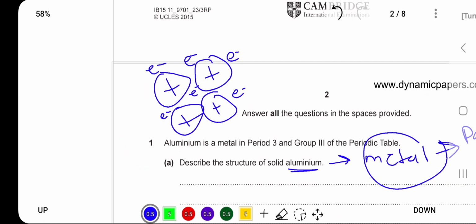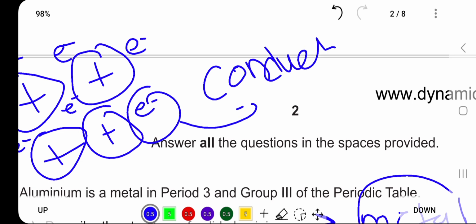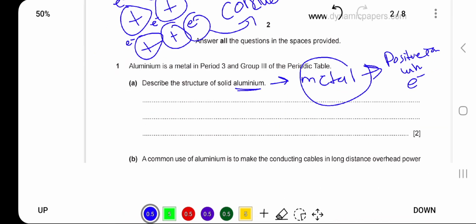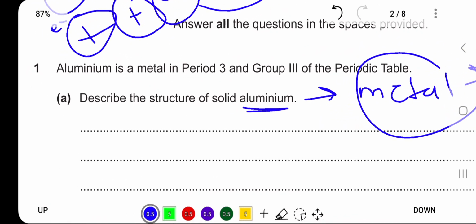So that gives a property of a metal, that it is conductive. Why? Because those free delocalized electrons make the metals conductive. That's why metals are conductive. Anyway, describe the structure of solid aluminium.